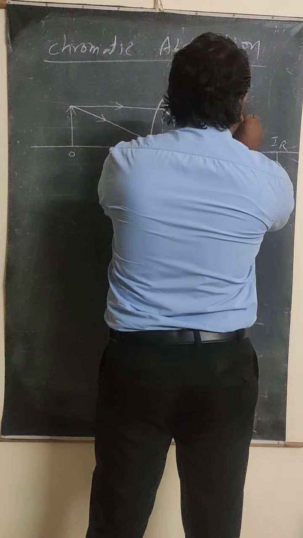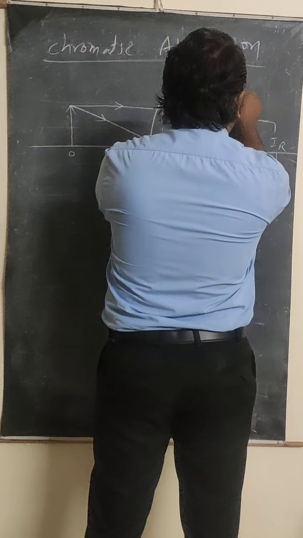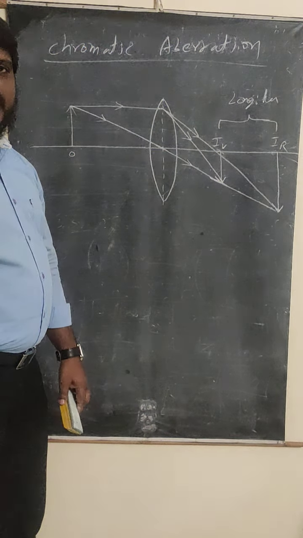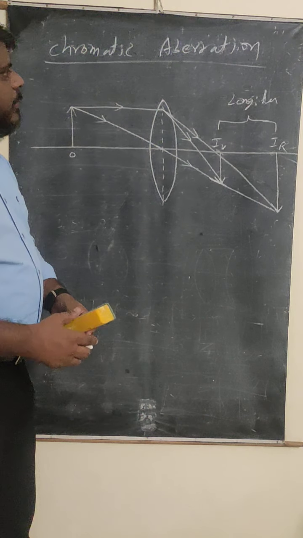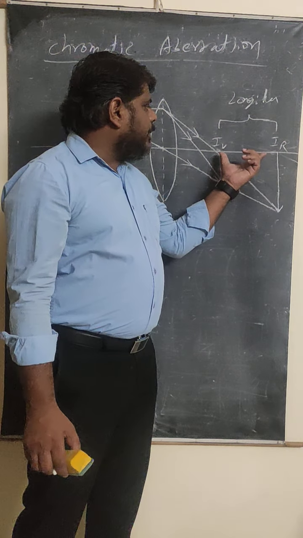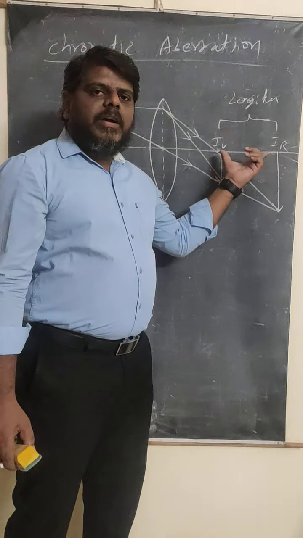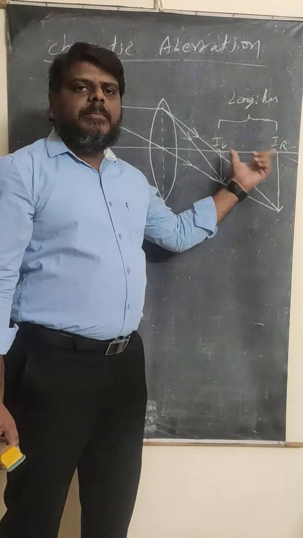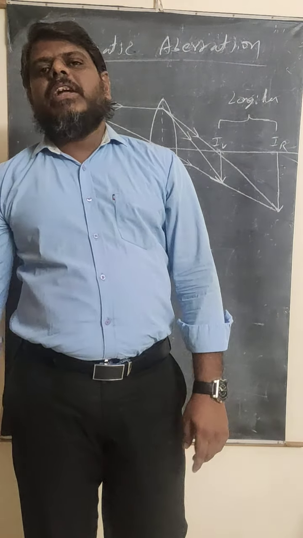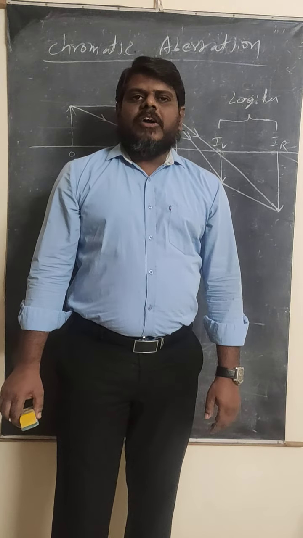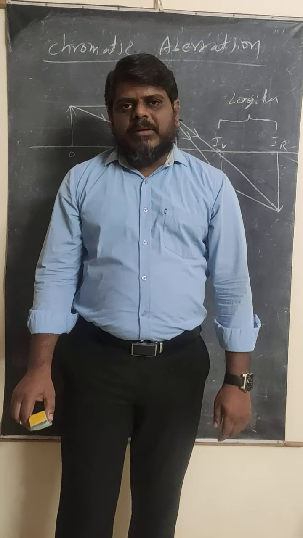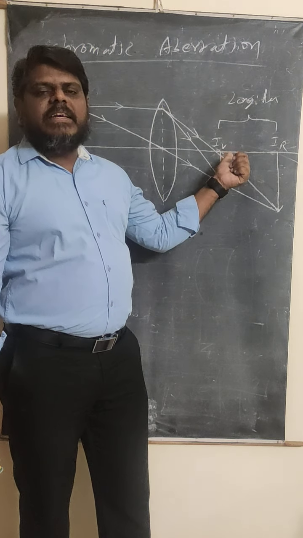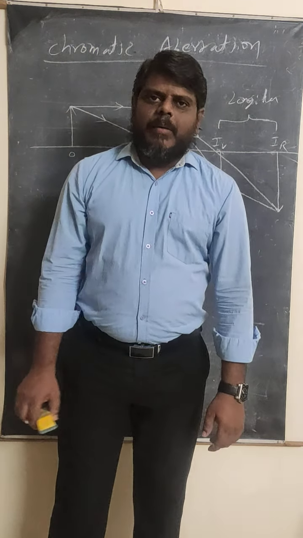Longitudinal chromatic aberration means this, as shown here. How can the longitudinal chromatic aberration be defined? It is nothing but the difference between the images produced by the 2 colors, red and violet, on the principal axis. Otherwise, we can simply define it as the difference between the focal lengths of the red color and the violet color on the principal axis.